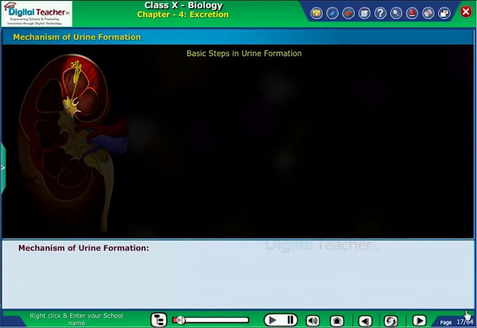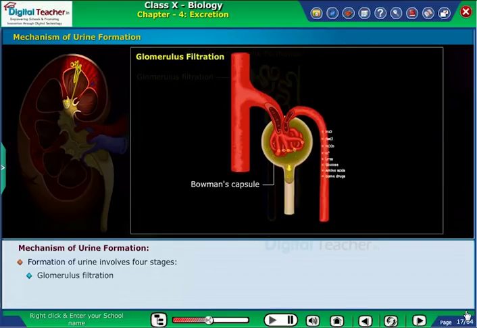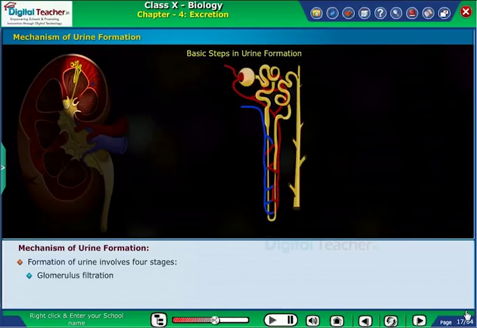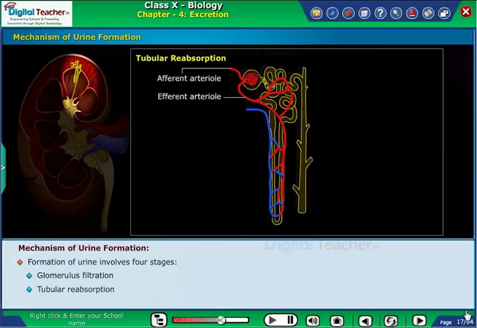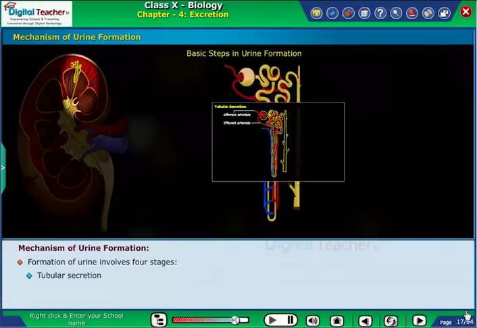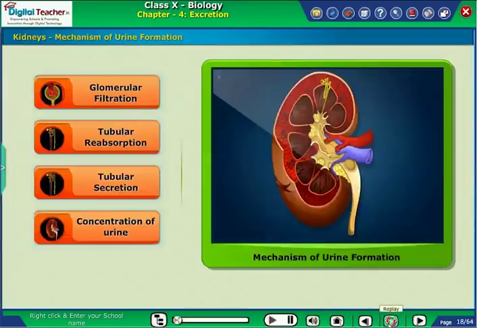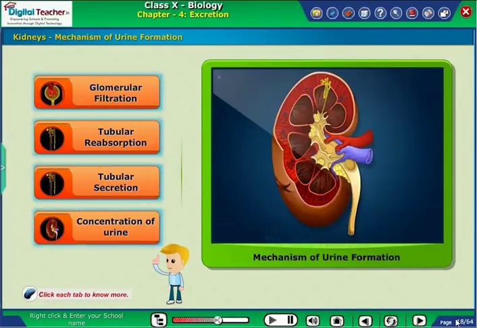Now, let us study the mechanism involved in the formation of urine. Formation of urine involves 4 stages: glomerular filtration, tubular reabsorption, tubular secretion, excretion, concentration of urine. Click each tab to know more.